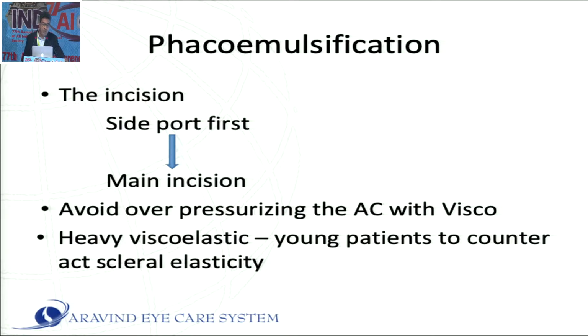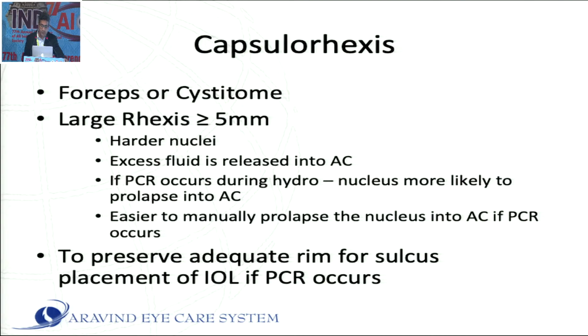Very rarely, people even do lensectomy when they have a big dehiscence and already the cortex is sinking. But the most important tips to keep in mind: before the incision, you make the side port first before the main incision. So you avoid over-pressurizing the anterior chamber with viscoelastic, and again, heavy viscoelastic in young patients to counter the scleral elasticity. You always use high molecular weight and heavy viscoelastic in the anterior chamber, and then you create your main incision.